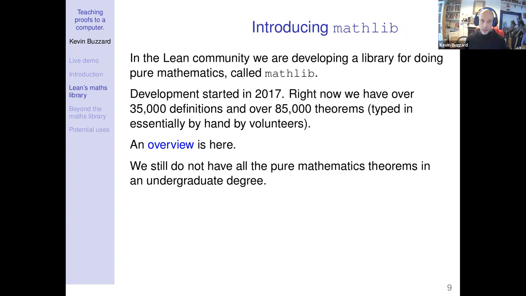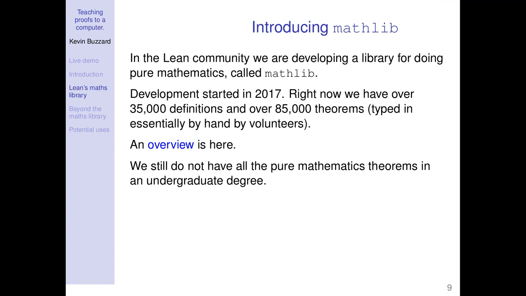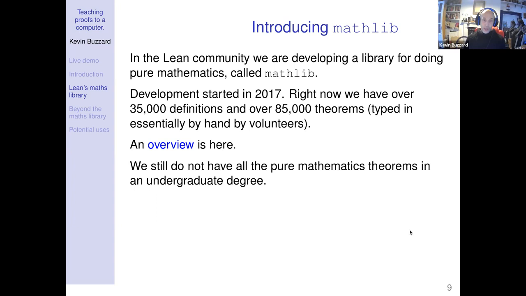So for example, we don't have much group representation theory of finite groups; it is being actively developed, but it's not there yet. We don't have a nice theory of compact Riemann surfaces. We have the definition of a real manifold, but we're slowly working on applications. We have vector bundles now, but on the other hand, we have a lot of stuff which is well beyond undergraduate.